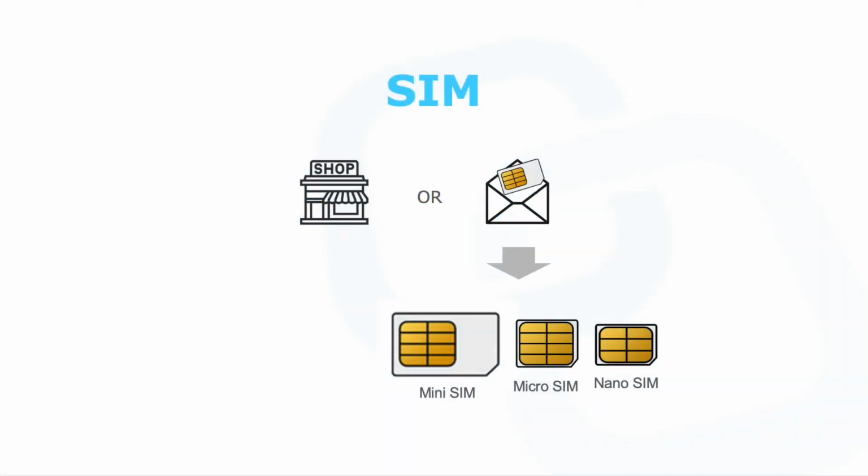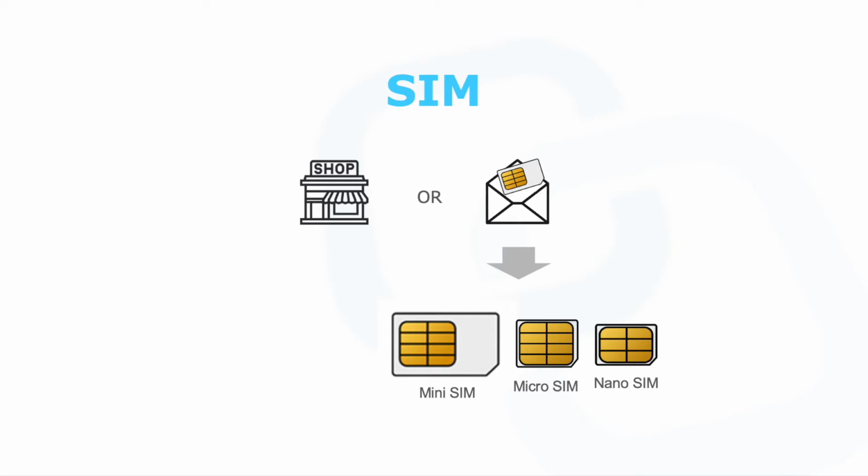And a good place to start here is to talk about device activation. If you want to connect your consumer device to a network, you'll need a SIM card, and there are typically 2 ways to get a hold of one. You can travel out to a retail shop, or you can wait for one to arrive in the post.